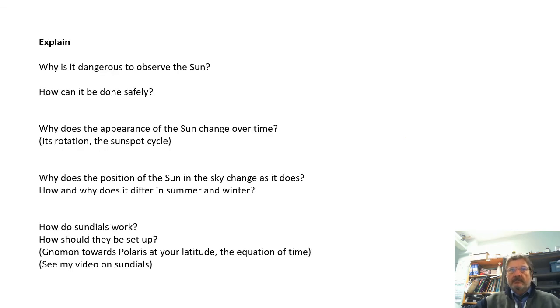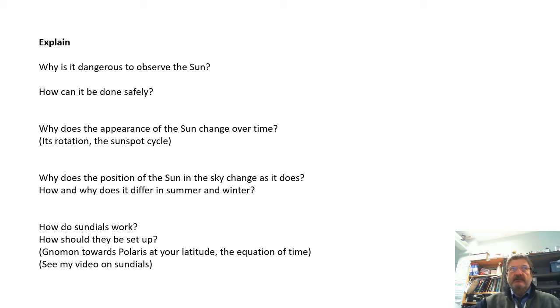Again, there are lots of explanations that go with the daytime observations. Talk about why it is dangerous to observe the sun. How can one observe the sun safely? Different ways of doing it. Why does the appearance of the sun change over time? And that's to do with its rotation.